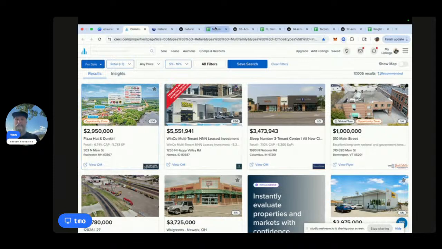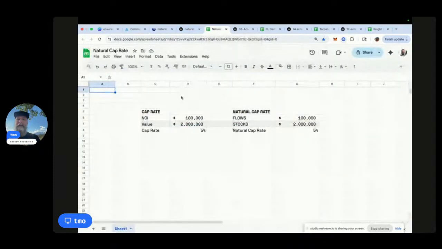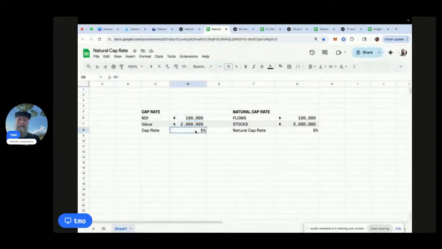And so real quick, if we just run a quick analysis on cap rate, let's just use a 7.5 cap rate here.